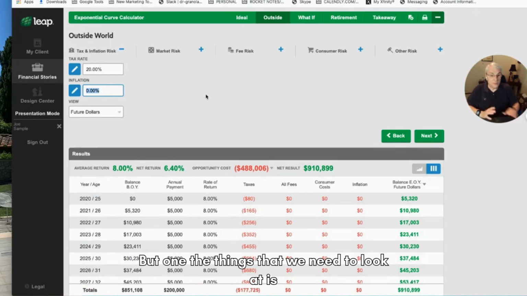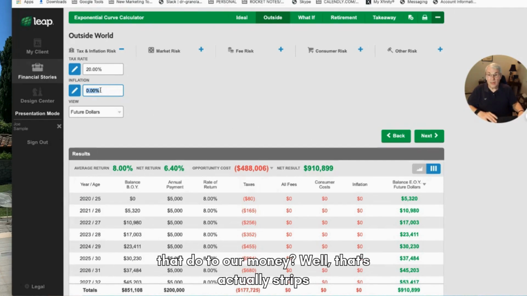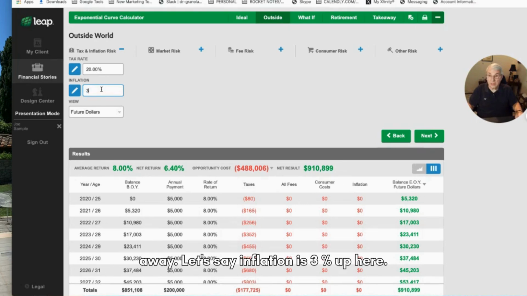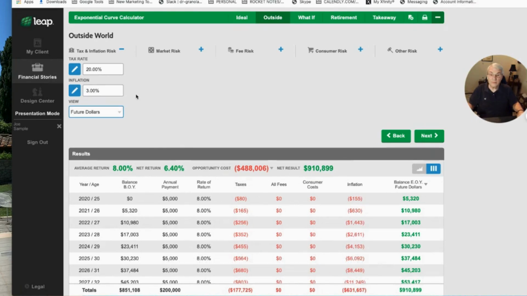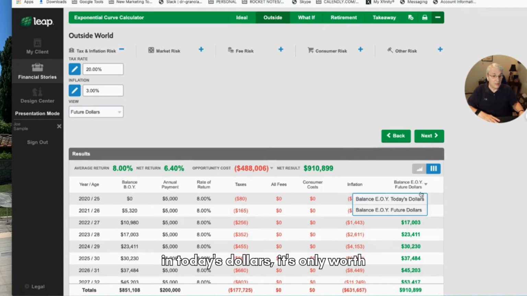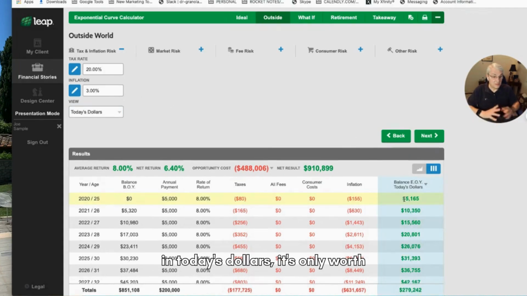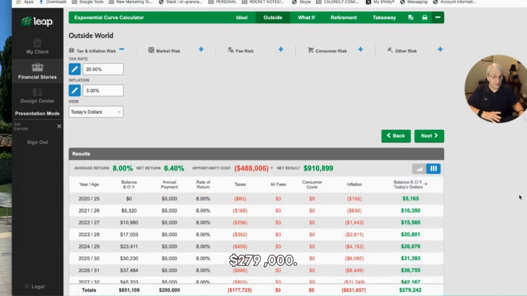But one of the things that we need to look at is inflation. Inflation is real, and what does that do to our money? Well, that actually strips away, let's say inflation's 3% up here. So inflation will strip away $631,000 of spending power. So even though we have $910,000 in our pocket, in today's dollars, it's only worth $279,000.